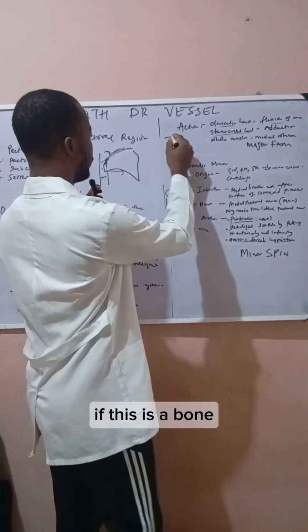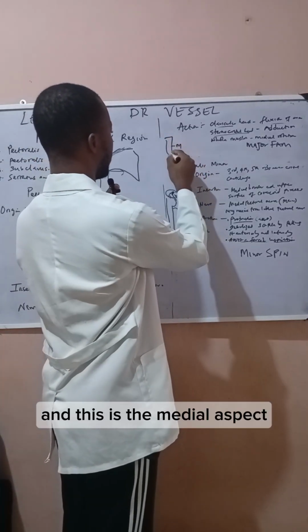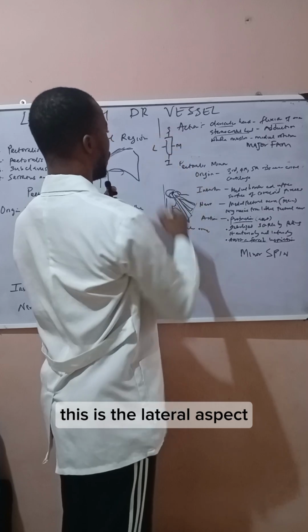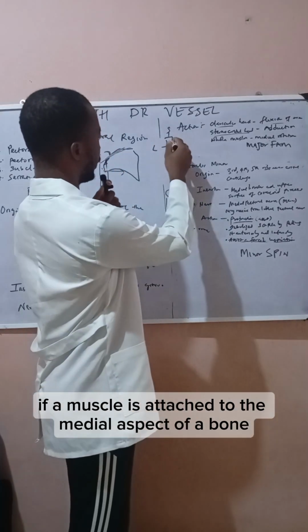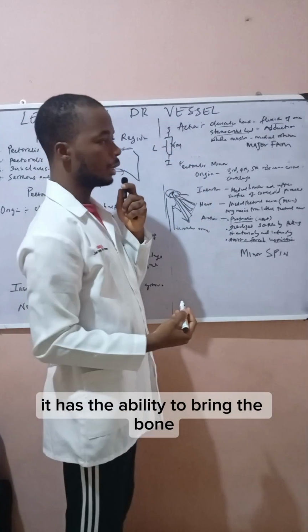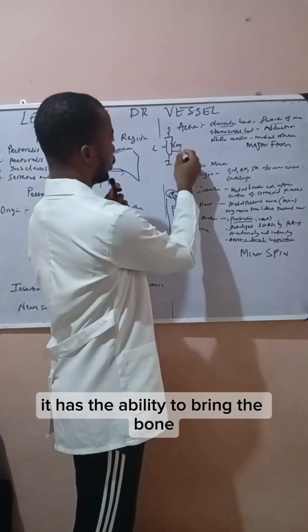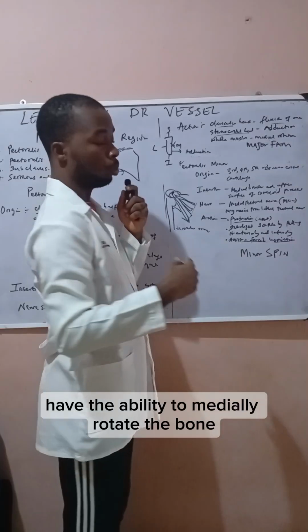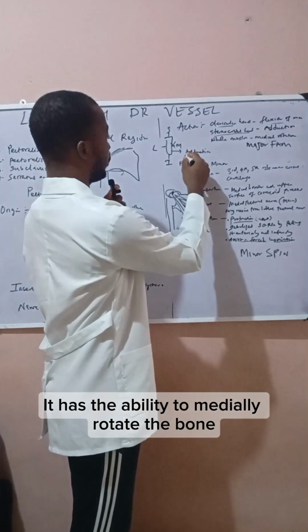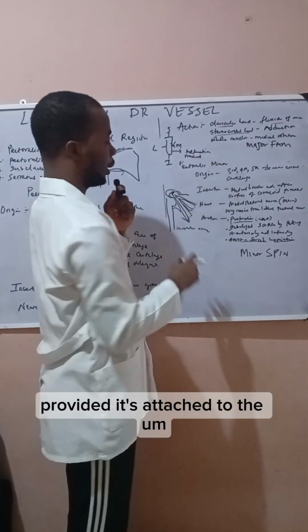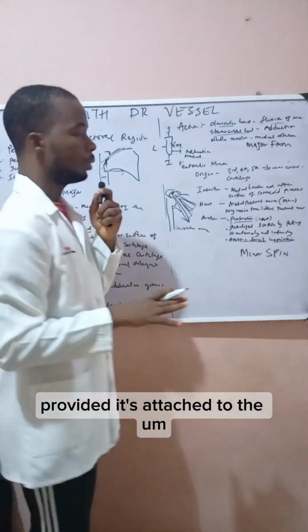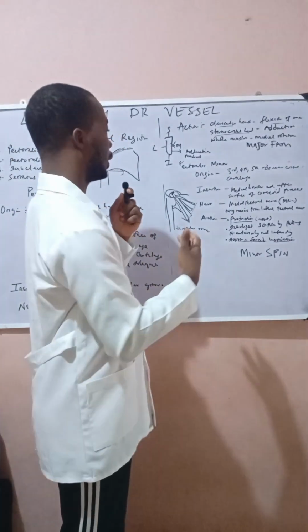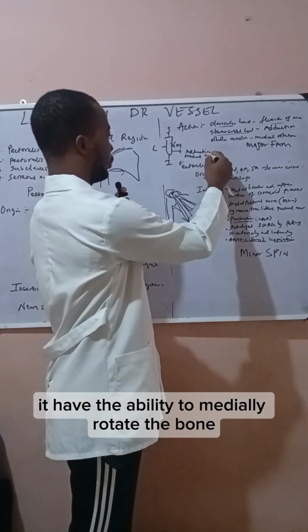If this is a bone, and this is the medial aspect, this is the inferior aspect, this is the superior aspect, this is the lateral aspect. If a muscle is attached to the medial aspect of a bone, it has the ability to bring the bone towards the midline, which is adduction. And it also has the ability to medially rotate the bone, provided it's attached to the anterior surface of that bone and towards the medial border.